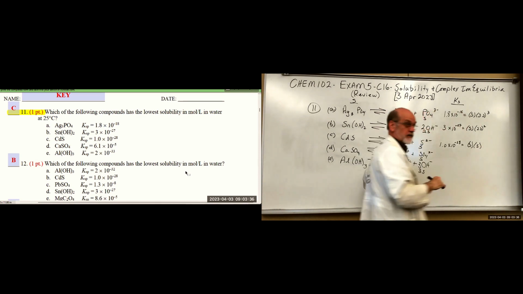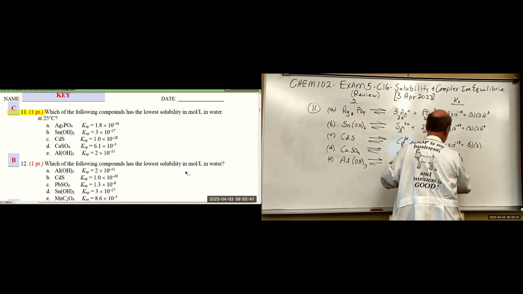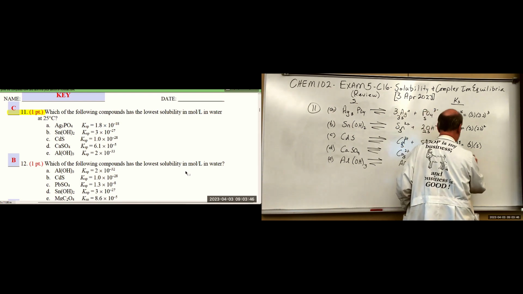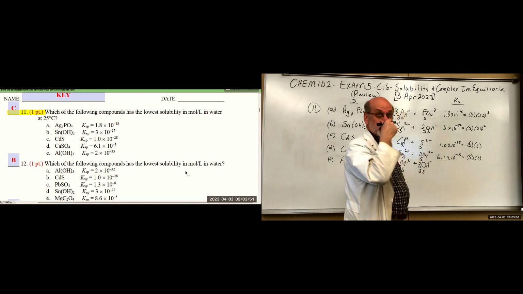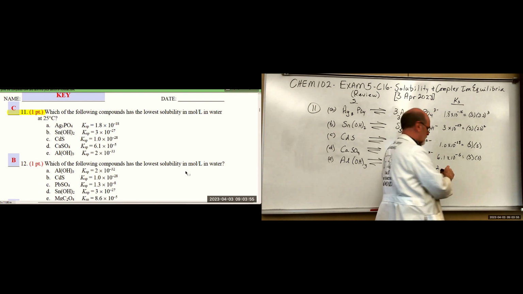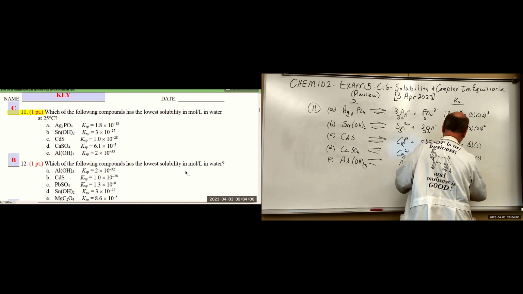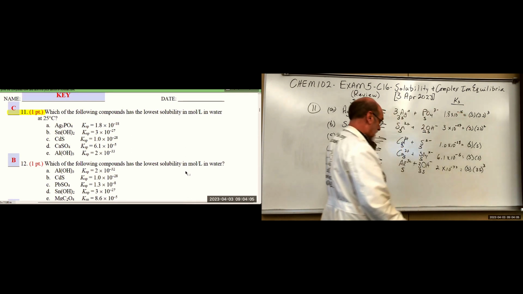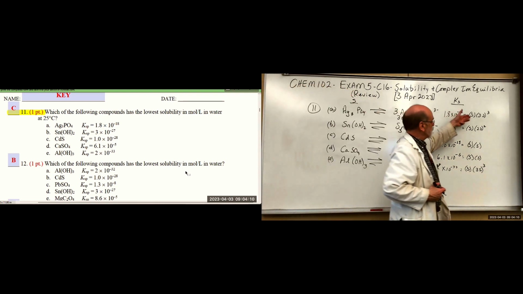Same thing for this one, but it'll have a different Ksp. 6.1 times 10 to the minus 5. And this is an s and an s. And the last one is 10 to the minus 33. So 2.0, not just 2, 10 to the minus 33. And this is going to be an s and a 3s cubed. So now all we have to do is solve for each one of the s's.